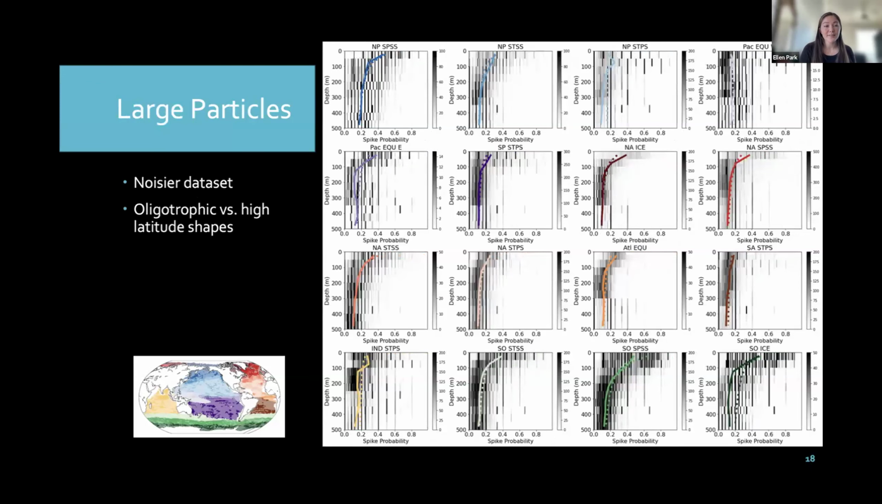So now we can look at what these profiles look like for the larger particles. And this is a little bit of a noisier data set. But again, we are still able to see differences between some of the high latitude regions and the more low latitude oligotrophic biomes. In the high latitudes, we see more attenuation and less so in the lower latitudes.